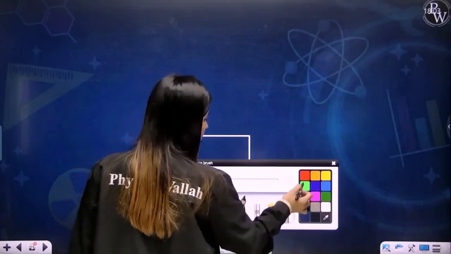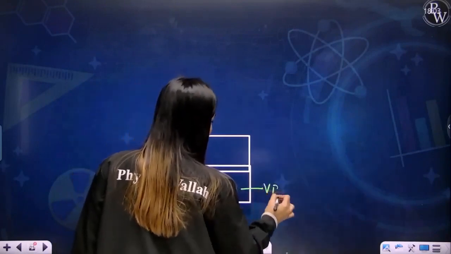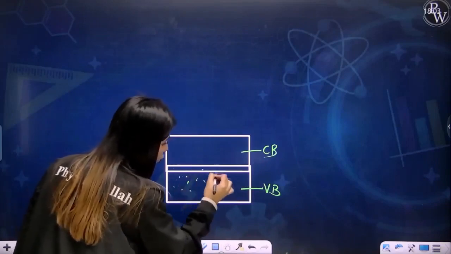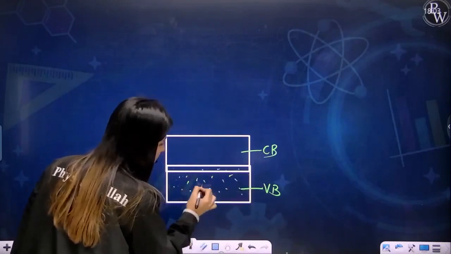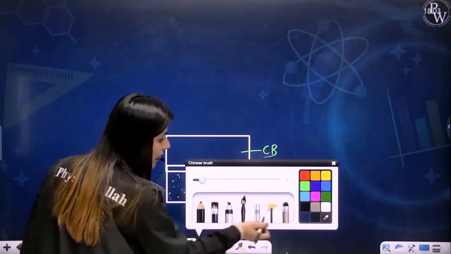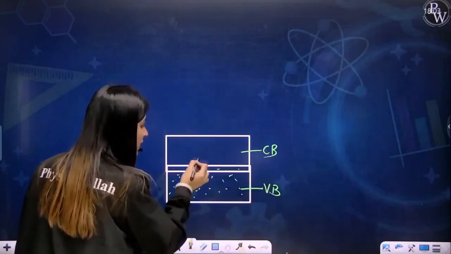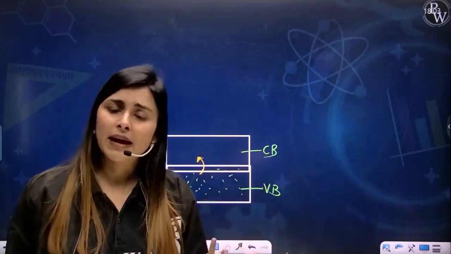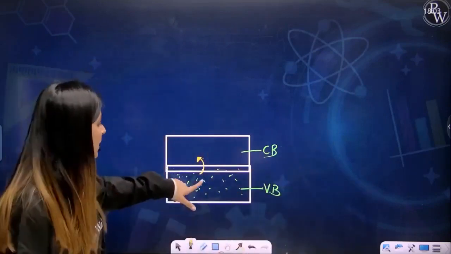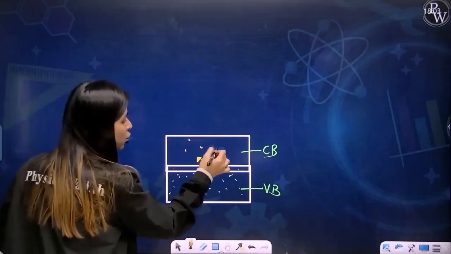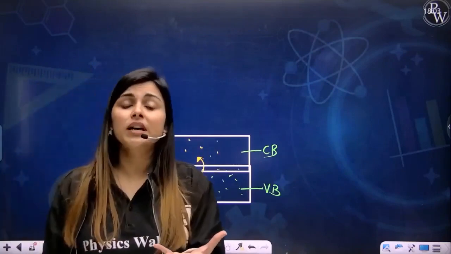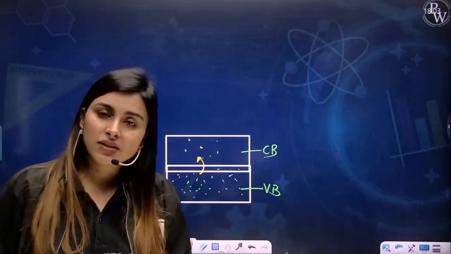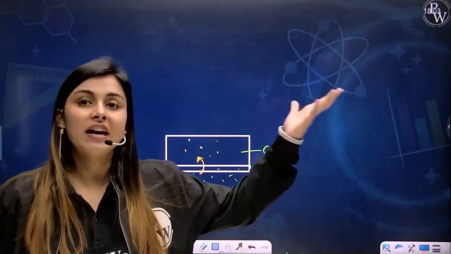So what happens in conductors is, this is your valence band and this is your conduction band. Your valence band is completely filled with electrons. So your electrons can definitely go into the conduction band because both are overlapping. Since both are overlapping, a few of the electrons can go to the conduction band, and if they go to the conduction band, they have an empty space, and since they have an empty space, they can conduct electricity, and that is the reason they are classified as good conductors.